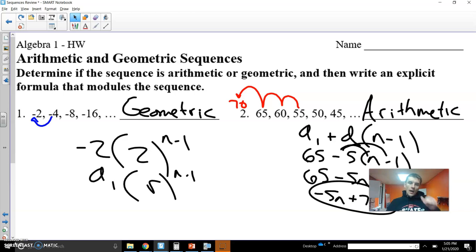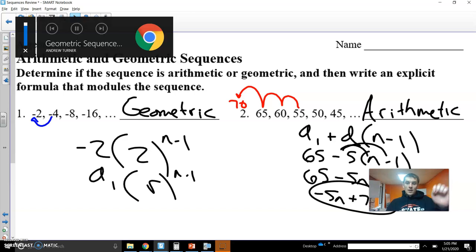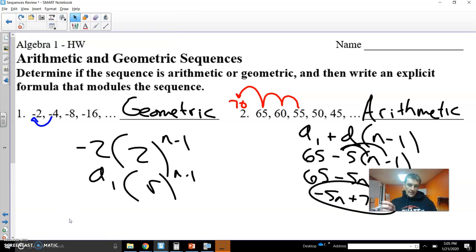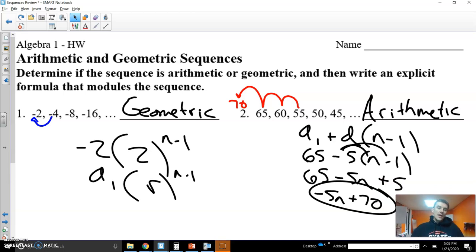And so I wasn't able to do this completely on the board at school, so I just went ahead and scribbled some down on some of these questions, and I'll just kind of talk you through a few of them and just kind of support you. Let's jump into it. So number one, we want to kind of analyze -2, -4, -8, -16.